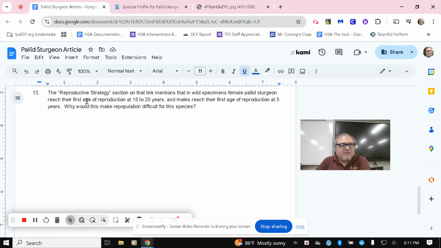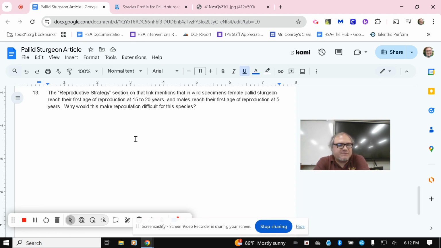Another thing related to the info on that website, the reproductive strategy section on that link mentions that in the wild, specimens of female pallid sturgeon reach their first stage of reproduction at 15 to 20 years, and males reach their first stage of reproduction at 5 years. Why would this make repopulation difficult for this species? Think about if you were in charge of a breeding program for them and you knew that this was part of the parameters of this species' natural history. Why would that make it more difficult to start a repopulation project? So again, should be pretty straightforward.